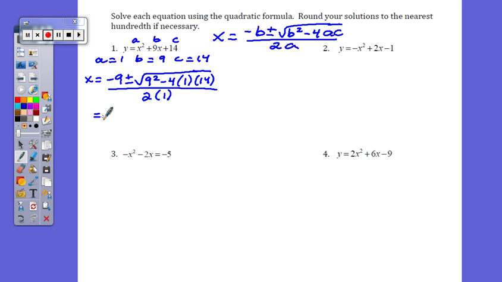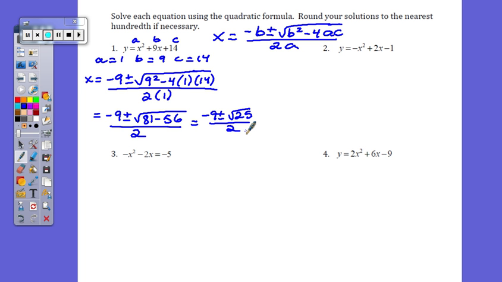Now I'm just going to solve this. I have negative 9 plus or minus the square root, and if you put this in your calculator, it's going to be 81 minus 56, all over 2. 2 times 1 is 2, right? So negative 9 plus or minus the square root of 25. 81 minus 56 gives me 25, divided by 2.